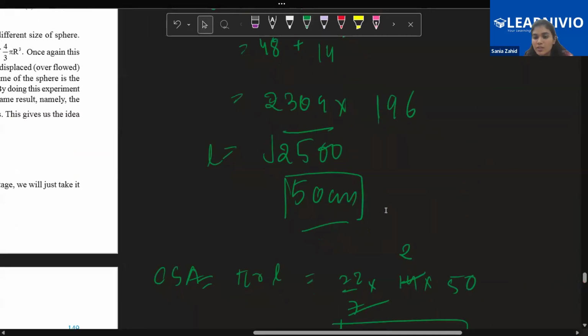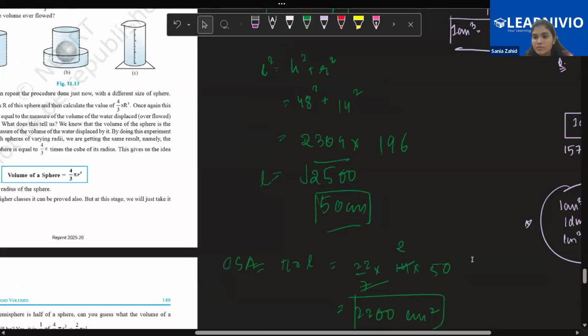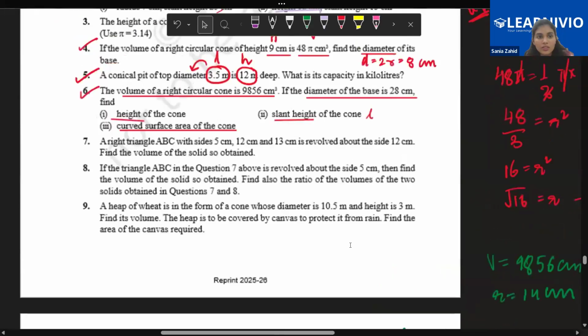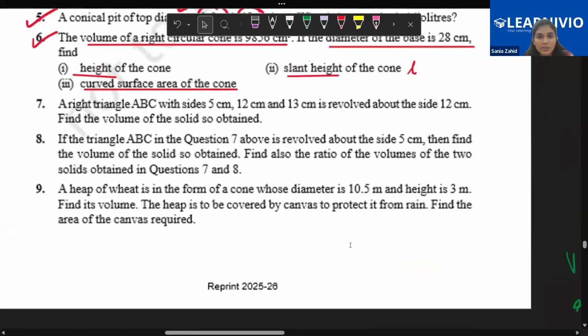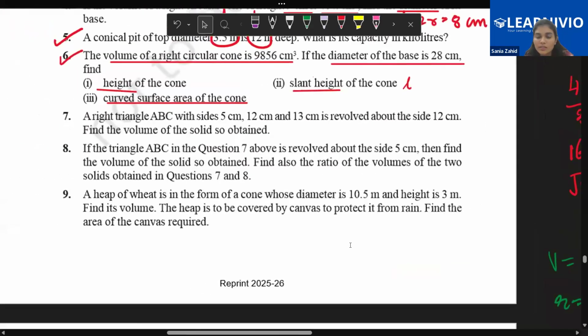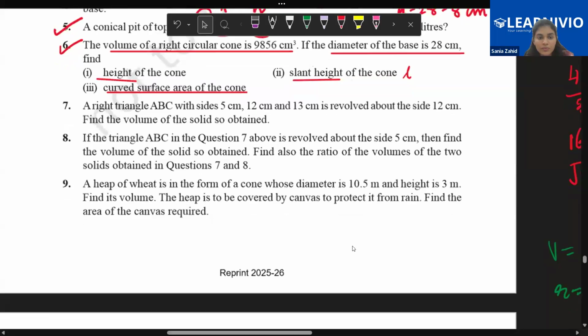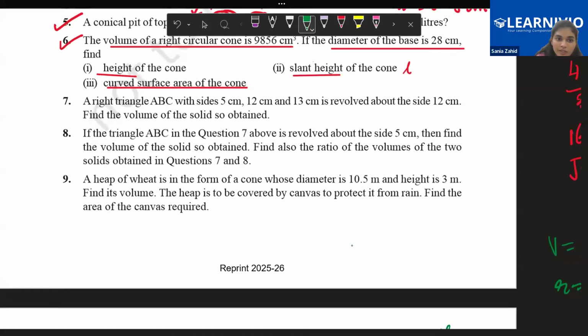Children, shall I move to the next question now? Yes, ma'am. Okay. So come to the next question. It says there is a triangle ABC. Okay, this is a resolving one. Leave it for now. Leave question 8 also. Come to question 9. First, we'll make calculations faster, then we'll come to conceptual questions also.